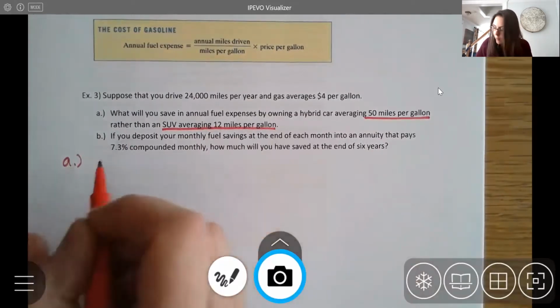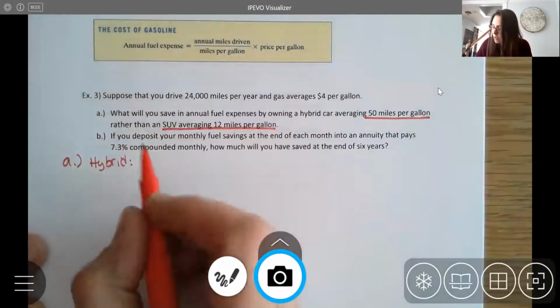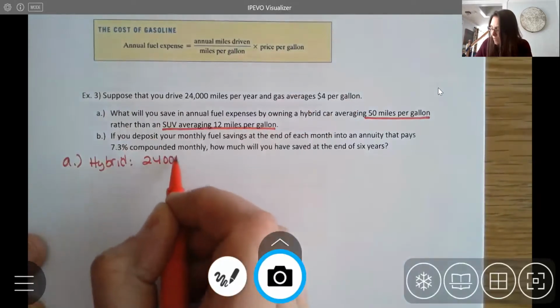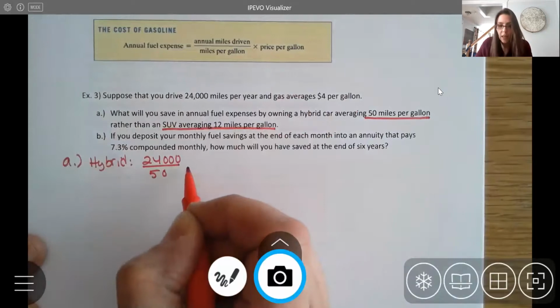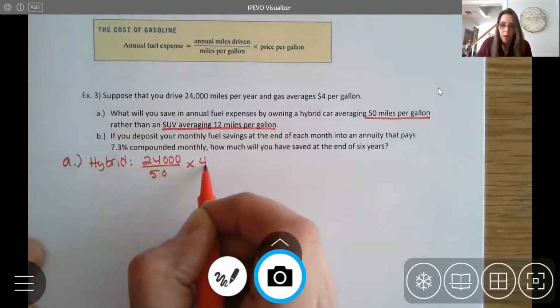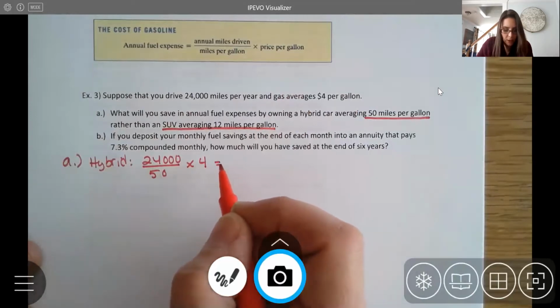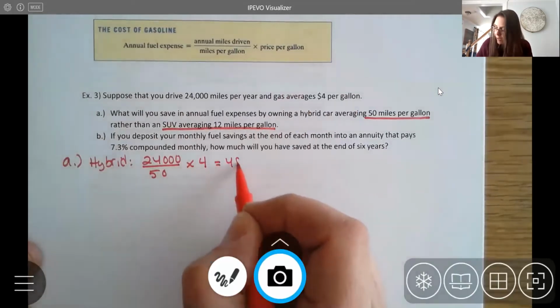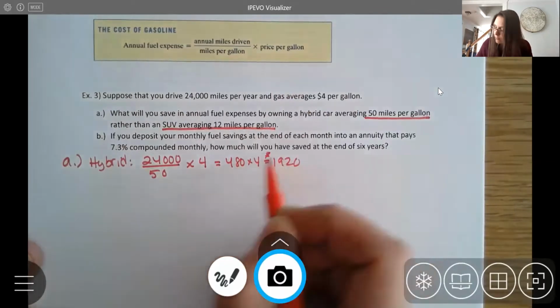All right, if we look at the hybrid vehicle, I'm going to use this formula right here. My annual fuel expense: we're driving 24,000 miles on average, and the hybrid gets 50 miles per gallon, and it costs about $4 per gallon. Again, this is an average. When you multiply that all out, you get 480 times 4, or $1,920.